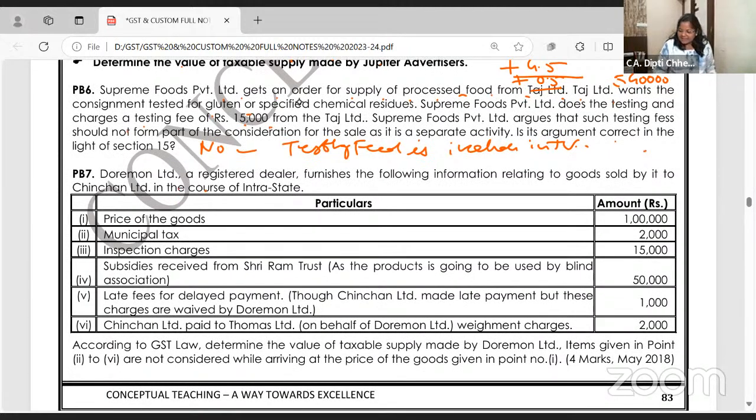Doraemon Limited, a registered dealer, furnishes the following information. Goods supplied by it: price is given in the course of interstate supply. Okay, price is given. Municipal taxes are given. Inspection charges. Subsidy from Ram Trust. No, it's private. Late fees.